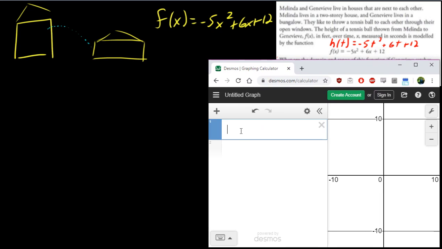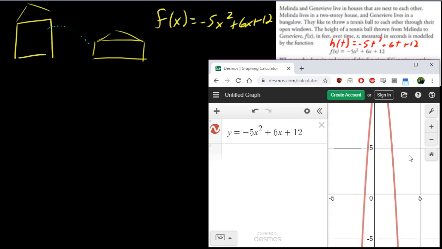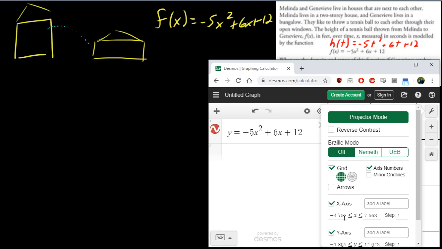Just like we do, we're going to use y and x. They give it to us in function notation f of x, but we're just going to use y. y equals -5x squared plus 6x plus 12. Let's tweak our graph a little bit here. I think I'm going to increase it a little bit, and I think I'm going to go from -2. I like what our max x coordinate was, so that's okay with me.